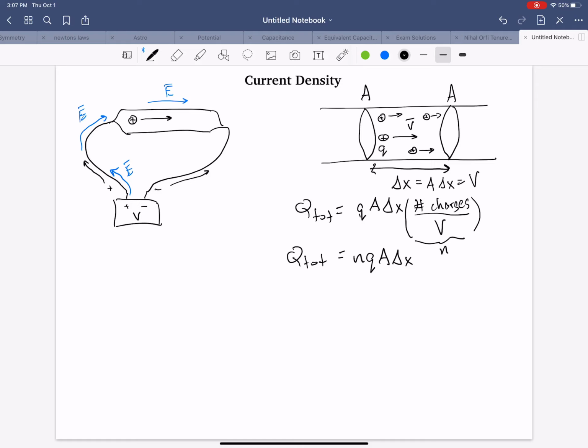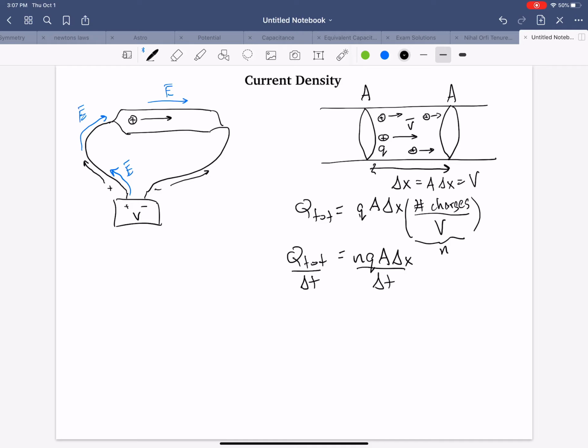By the way, this lowercase n is known as the number density because it's literally the density of the number of charges. Now, this is the charge. What about when these charges are moving? That's a current. So let's effectively multiply this equation by 1 in a clever way. Let's divide both sides by the same thing.